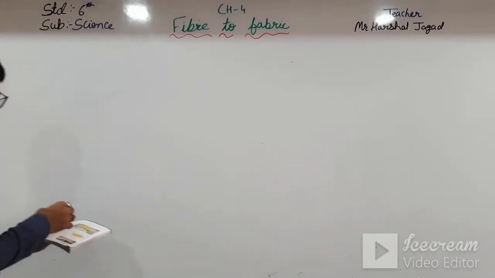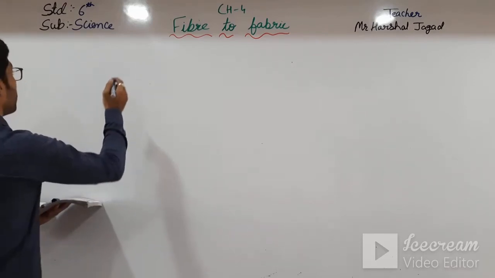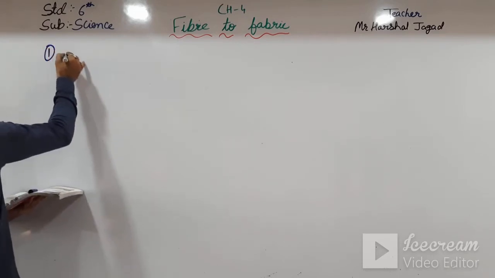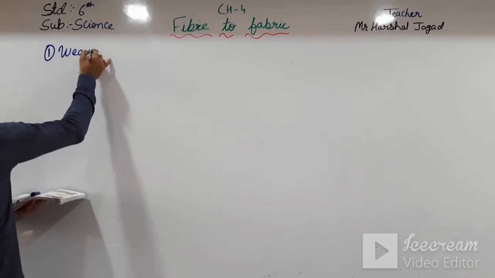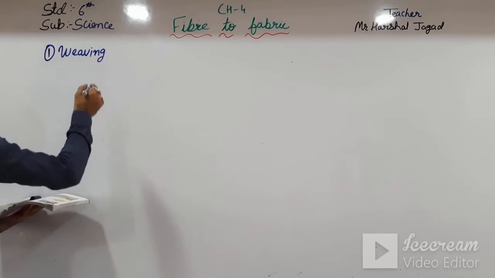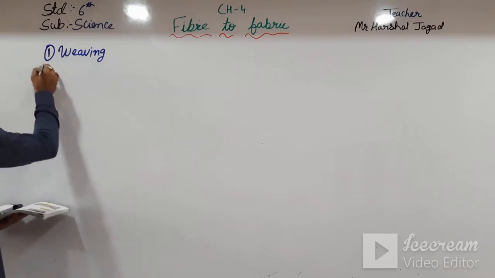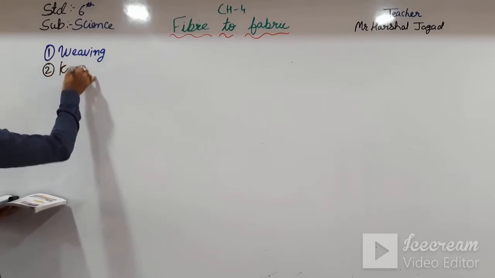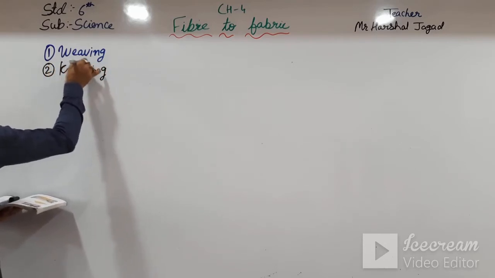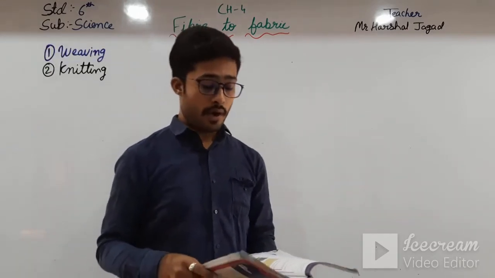See here, the fabric is made by two main processes. The first process is weaving, and the other process is knitting. So first of all we will see the weaving process, that is, what is the weaving process.